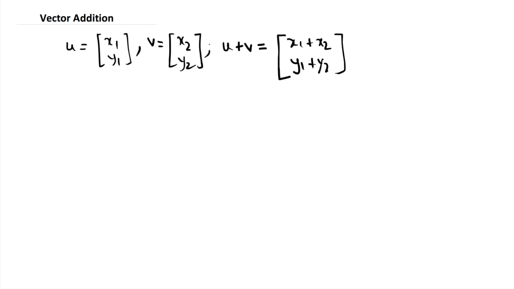So essentially what I'm doing here is adding the first element of u with the first element of v to get the first element of u plus v, and again I'm adding the second element of u with the second element of v to get the second element of u plus v. And you can also see the results graphically too.